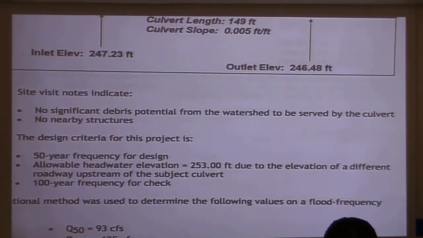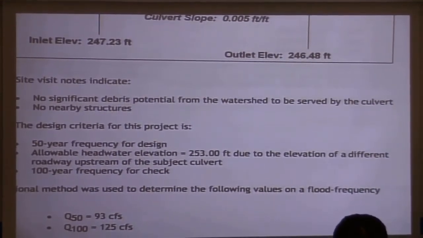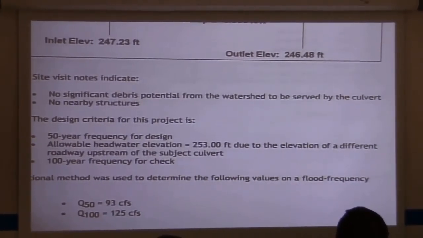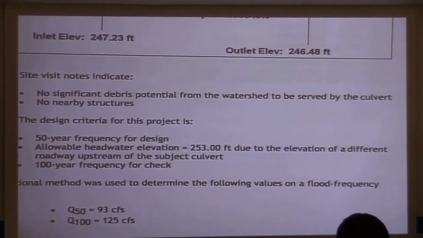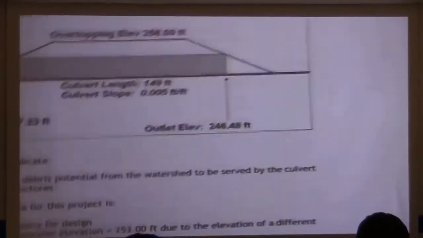The rational method that Veronica covered, which is pretty typical for small drainage areas, was used to determine the following values in a flood frequency curve. So it's given that your 50-year event is 93 cubic feet per second, and your check flood, your Q100, is 125 cubic feet per second. You're given another goodie here.